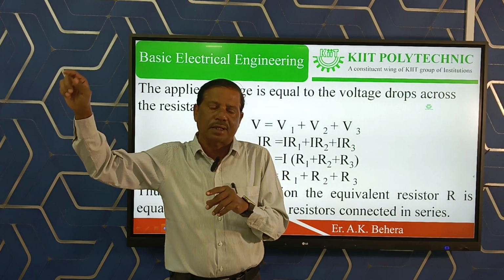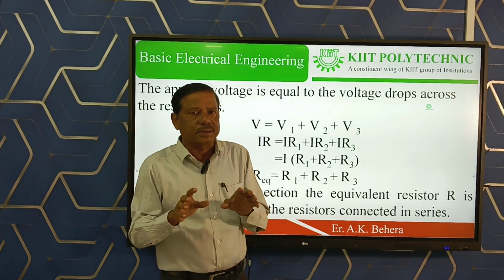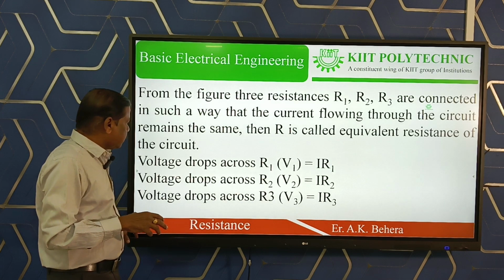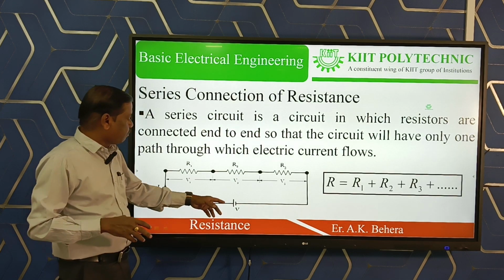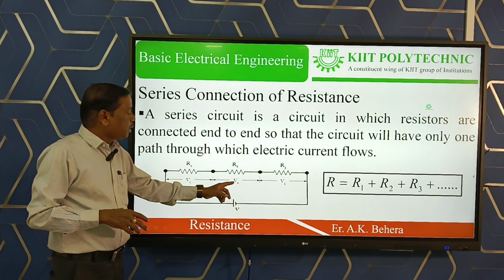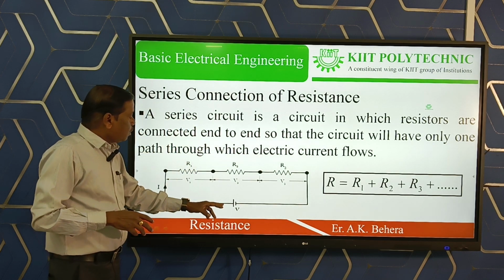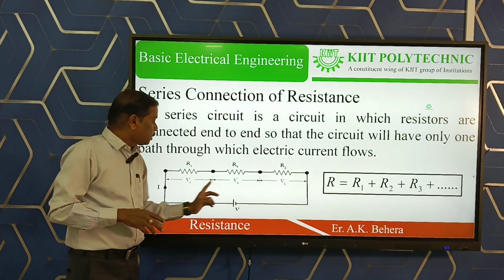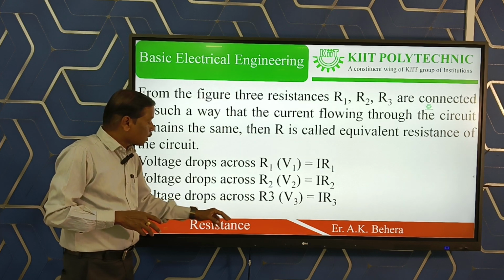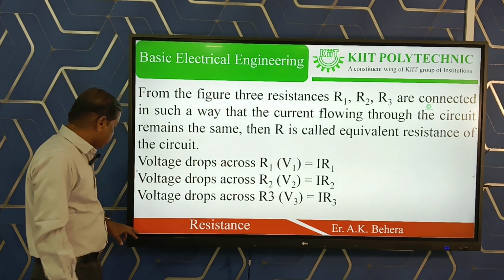Now let us see how we can calculate the equivalent resistance of the series connection circuit, where the resistances are connected in series. As we know, see the previous circuit, the initial circuit. This is the total voltage I have applied. V1 is the voltage drop across R1, V2 is the voltage drop across R2, V3 is the voltage drop across R3. The relation is V equal to V1 plus V2 plus V3, because this is the total voltage I have applied.